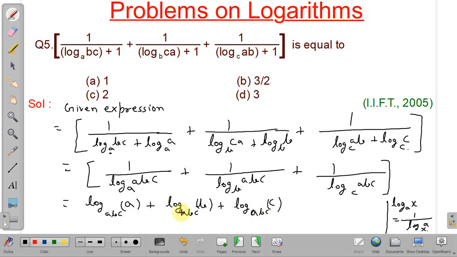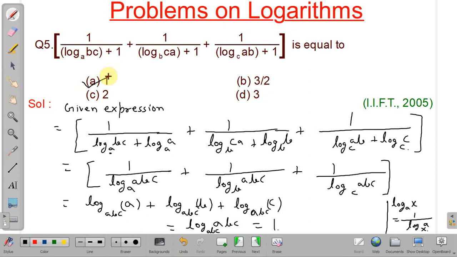Now we can see all three terms have the same base, so we can multiply A, B, and C using the property of log. It will be log of ABC, and the base will also be ABC. So it will be equal to 1. Our answer will be option number A.